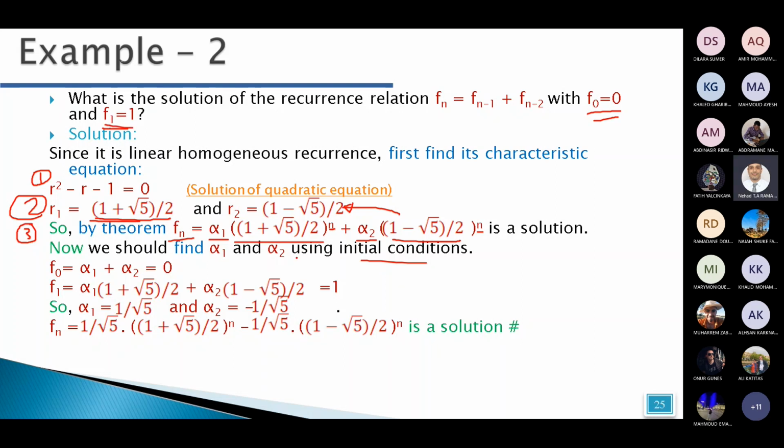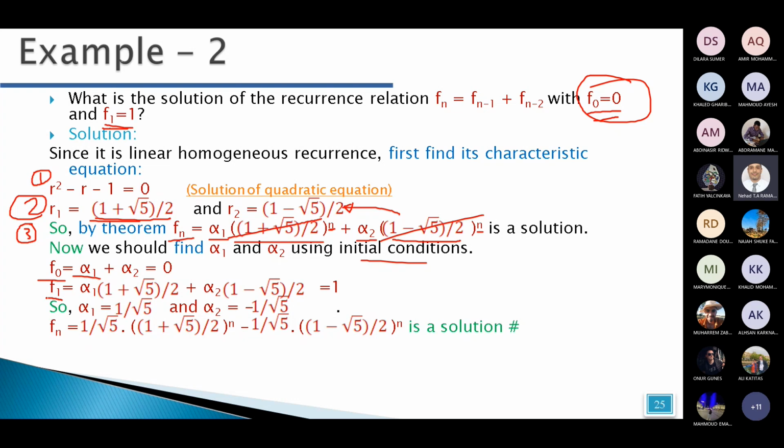So we will take F0. When you take F0, anything to the power 0 becomes 1. So 1 multiplied by alpha 1, so it's alpha 1 plus, anything to the power 0 becomes 1, so plus alpha 2, equals 0. Why does this equal 0? Because F0 equals 0.